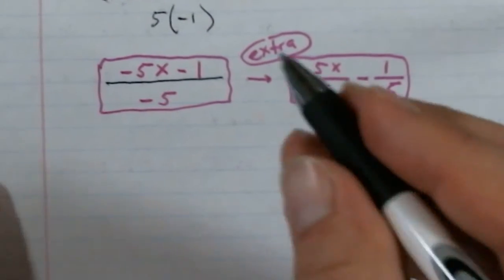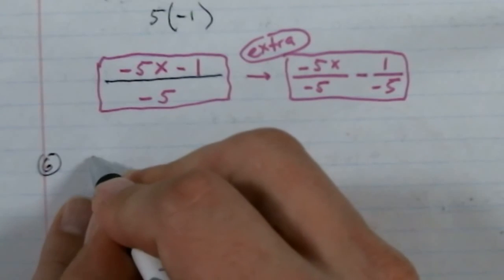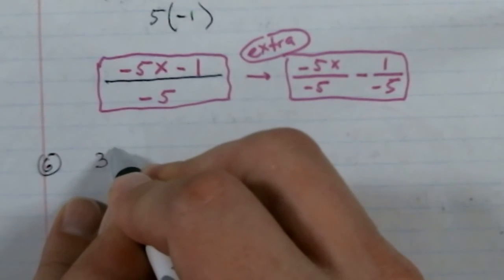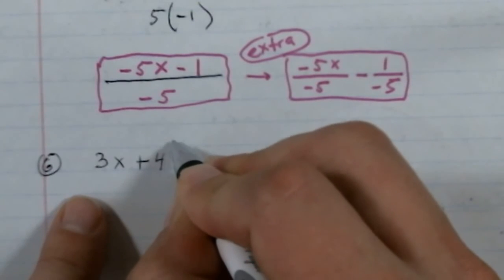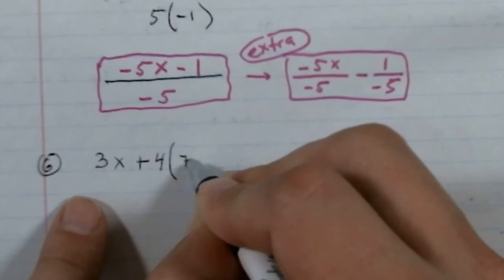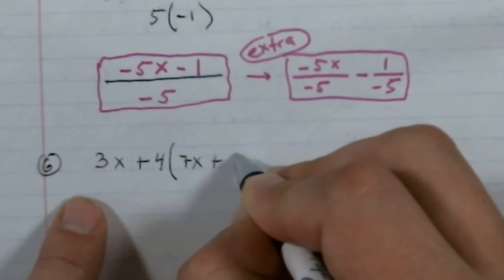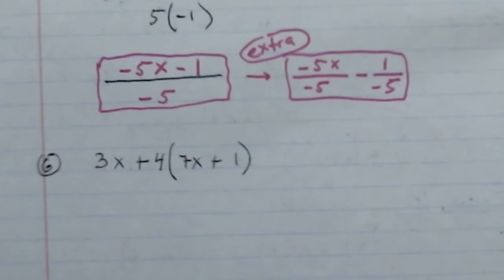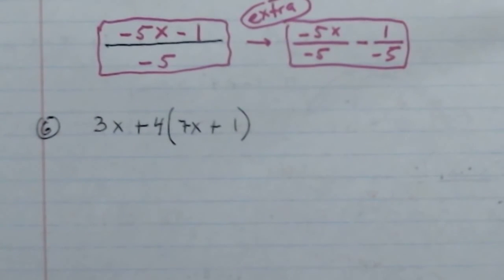Okay, number 6. We're almost done here. I thought about making a little bit more of a challenging one. Let's do 3x plus 4 times (7x plus 1). Okay. So, it might not be that much of a challenge, but here we go.